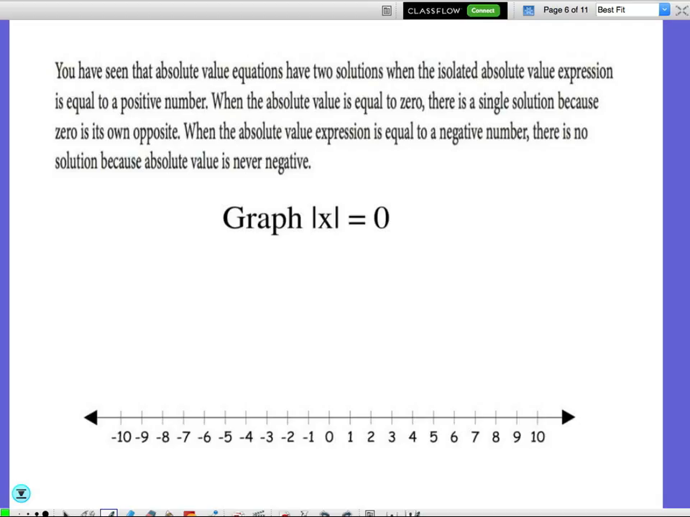Alright. So we concluded that the most number of solutions you can have is 2 for an absolute value equation. So let's take a look at this paragraph. You have seen that absolute value equations have 2 solutions when the isolated absolute value expression is equal to a positive number. When the absolute value is equal to 0, there is a single solution because 0 is its own opposite. When the absolute value expression is equal to a negative number, there is no solution because the absolute value is never negative.